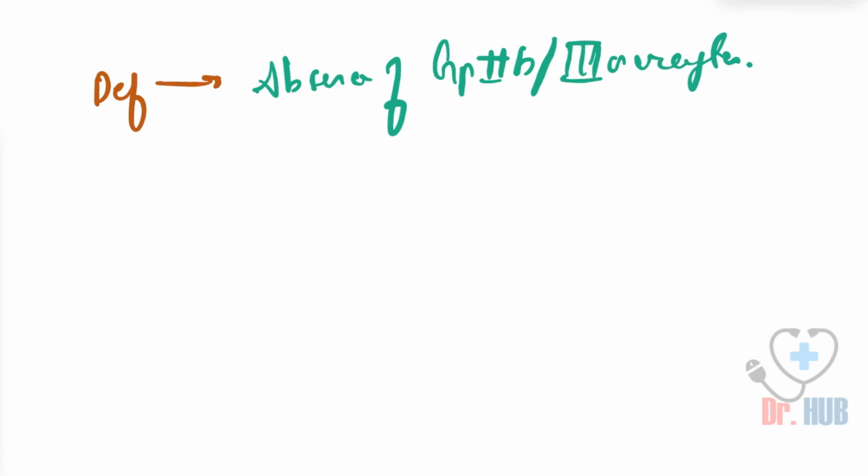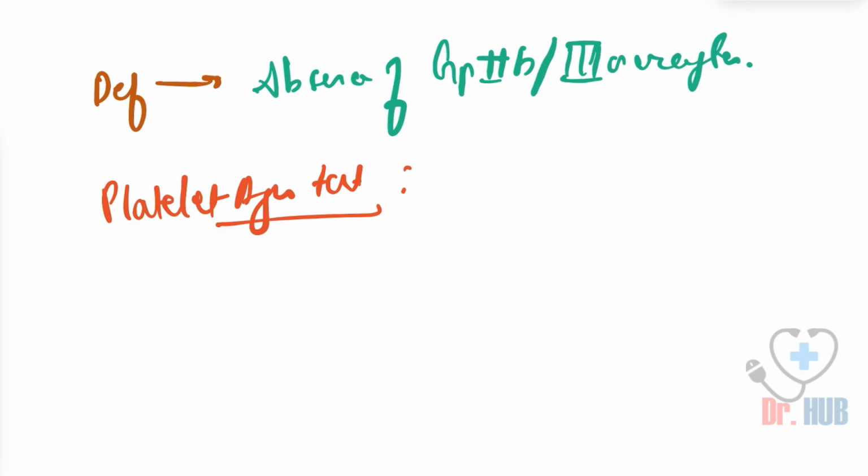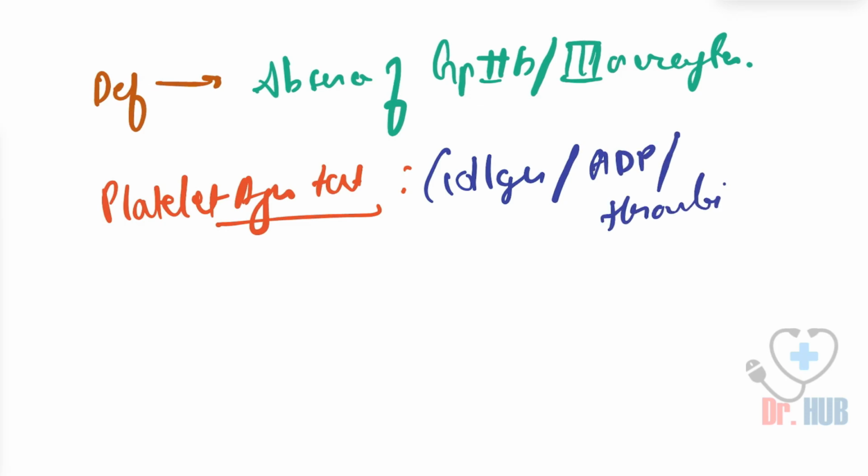Next we move on to the platelet aggregation test. We asked how the platelet aggregation test is. First we need to know that it includes collagen, and it also includes ADP and thrombin. Then what are the results, the findings? The finding is that it is abnormal.